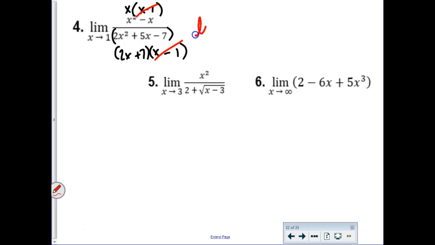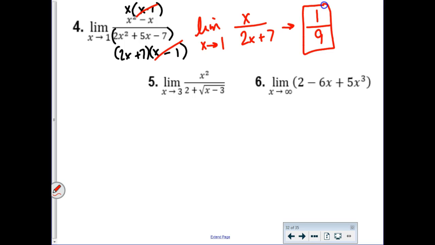So now I'm allowed to go ahead and directly evaluate this limit as x goes to 1 on the remaining x over 2x plus 7. All right, now don't help me this time. That gives me a 1 over 9. Did I get it right?